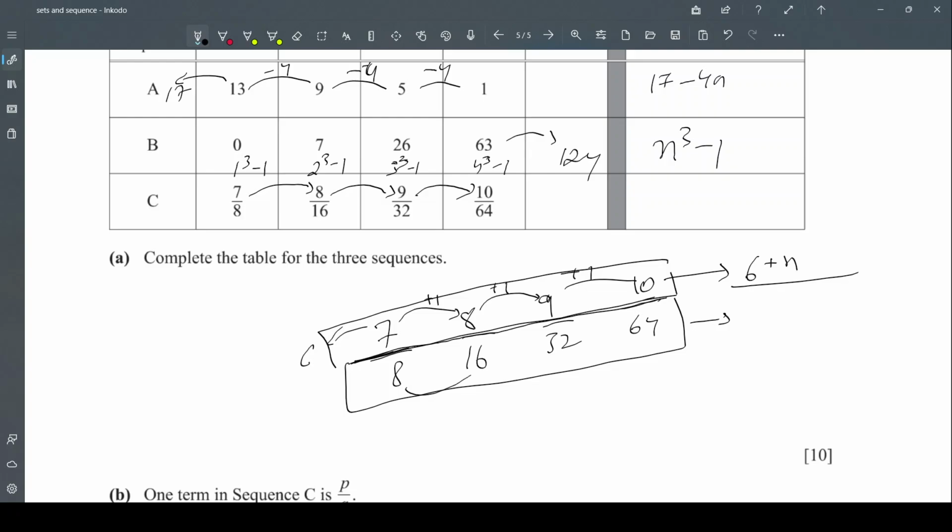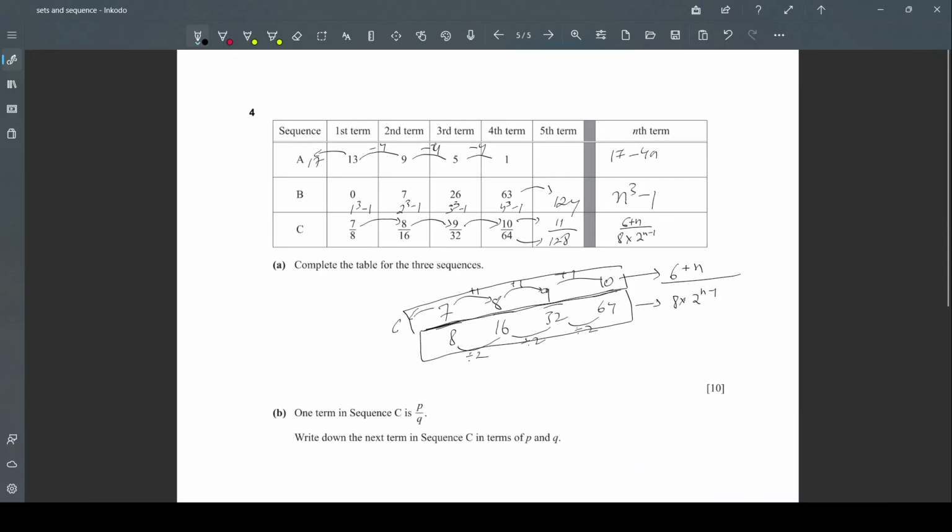And what will be the nth term for the denominator? Actually, this is multiplied by 2, right? So a r to the power n minus 1. So a is 8, r is 2, n minus 1, right? So your final answer will be (6 plus n) divided by 8 into 2 to the power (n minus 1), right? So the next term will be 11 by 128. Got it? So this is how it works.